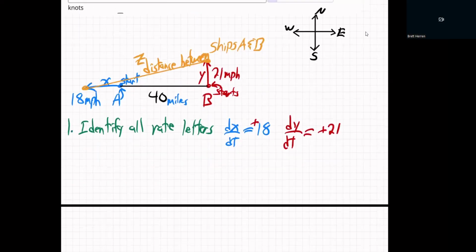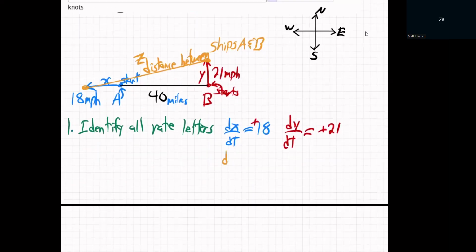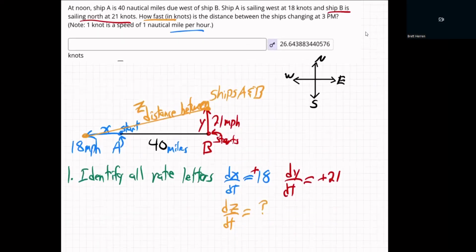I'll just say dz/dt. I think that's what we're looking for, isn't it? That's what they're asking us for. Yeah, how fast is the distance between the ships changing? Okay, so there's our three letters.